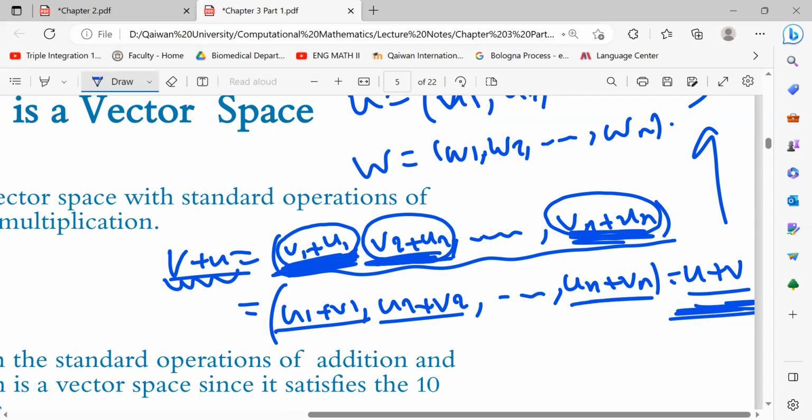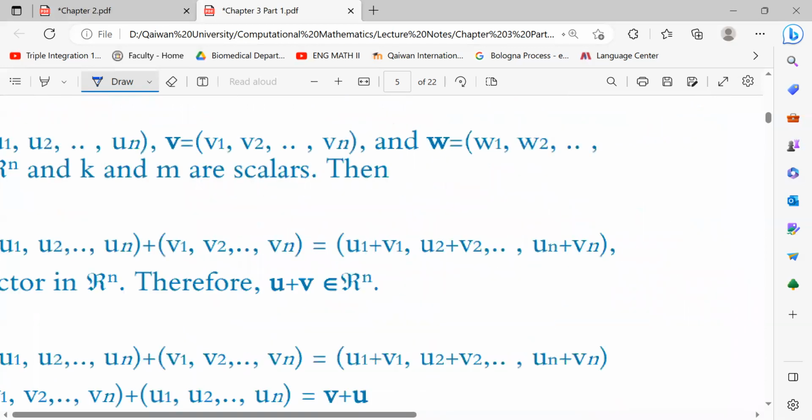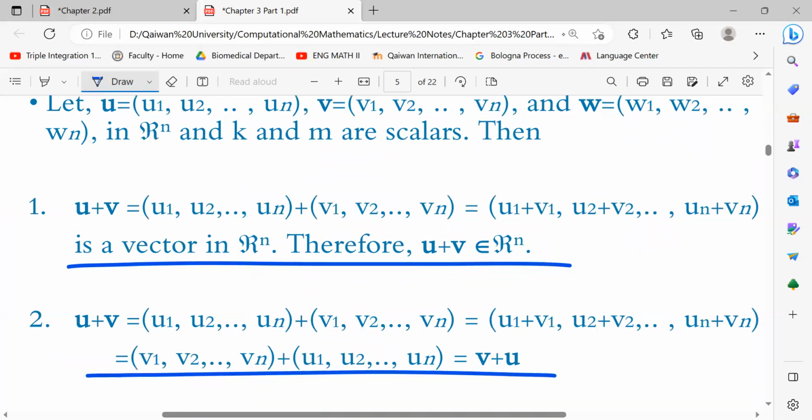So we get u1 plus v1, u2 plus v2 up to un plus vn. And this equals what? It equals u plus v. That means we proved that v plus u is equal to u plus v. This is the second axiom. That's the first axiom, and this is the second axiom.